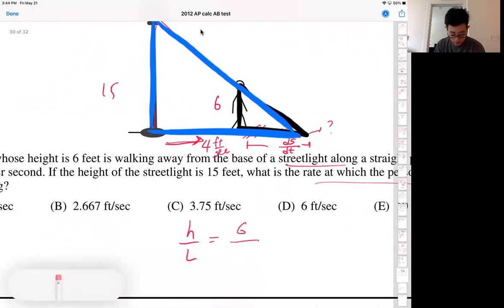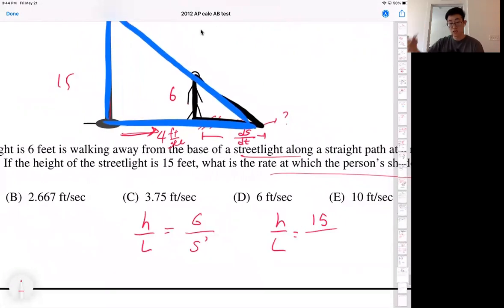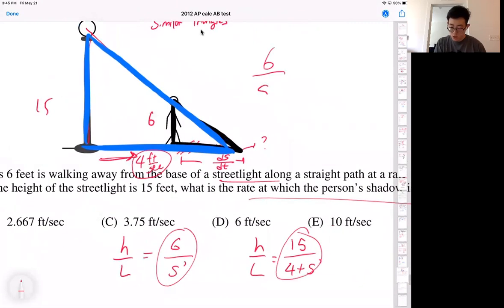I'm just going to call this S prime, for the derivative of the shadow. Then the height over length of the larger blue triangle will be 15, that's the height, but the length will be 4, because that's how fast the person is moving away from the lamppost, plus the rate at which the shadow is lengthening. That will give you the overall distance. So you simply set these two ratios equal: 6 over S prime is equal to 15 over 4 plus S prime.